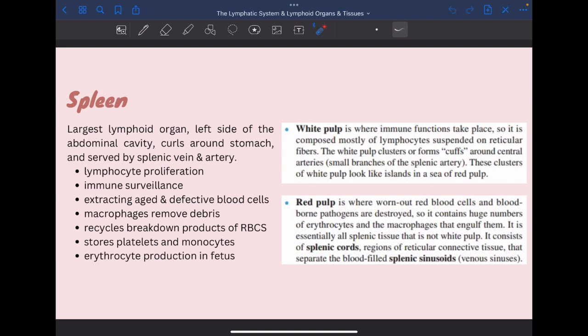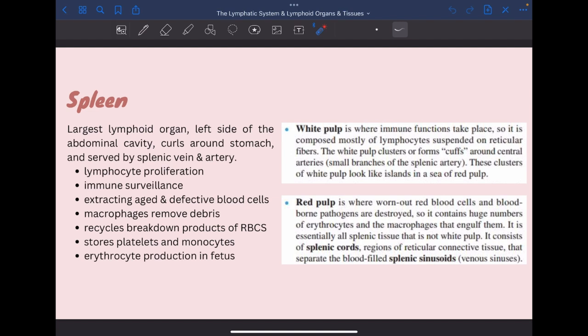So most of the time, this white pulp has lymphocytes. Even though it appears white in a cross-section or in a fresh spleen, under the microscope it stains darker because of the nuclei of these lymphocytes. The red pulp has RBCs, worn out RBCs. It stores the monocytes, and it stores the platelets, and so on. So it's the site where we have the blood component of the spleen.